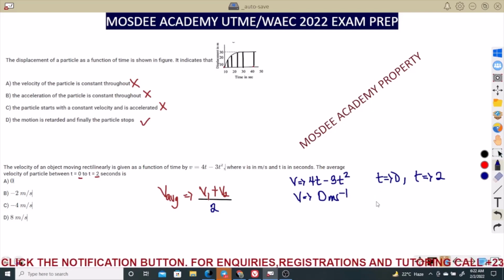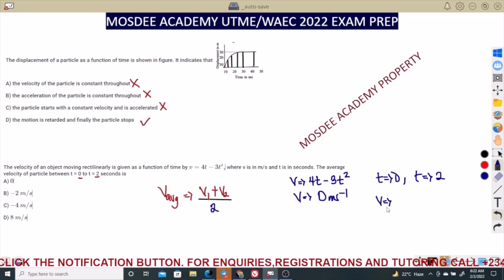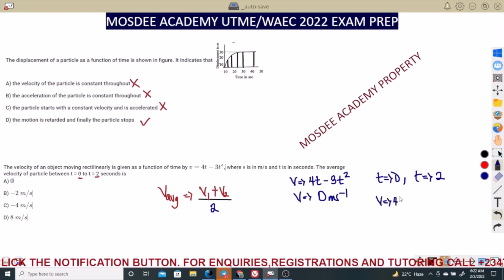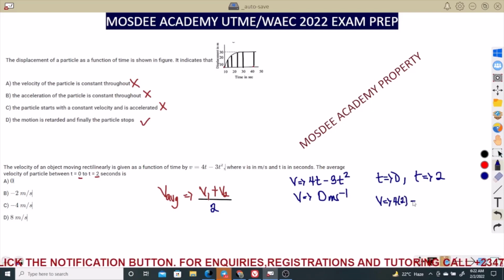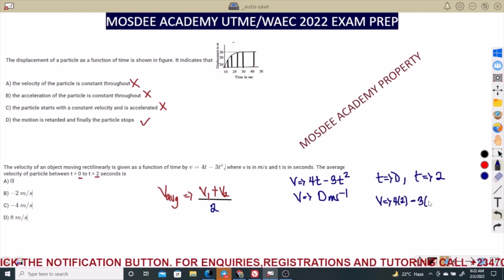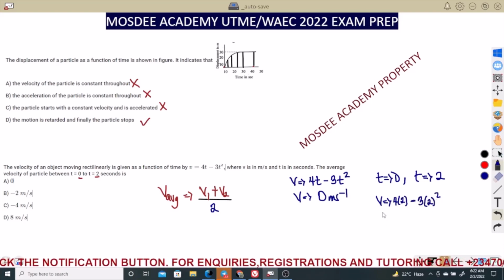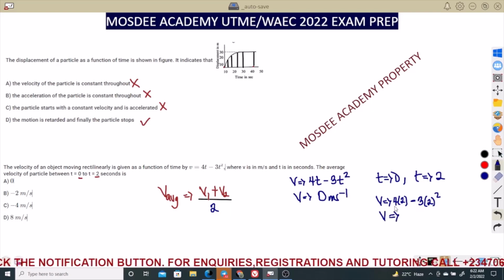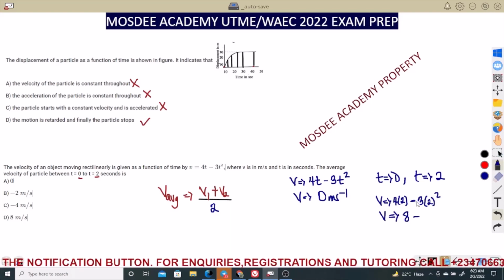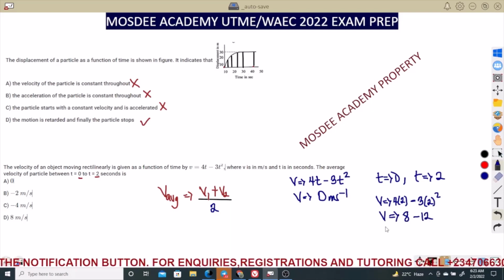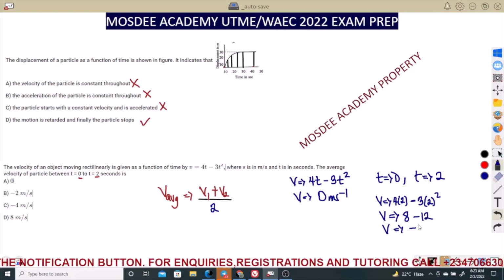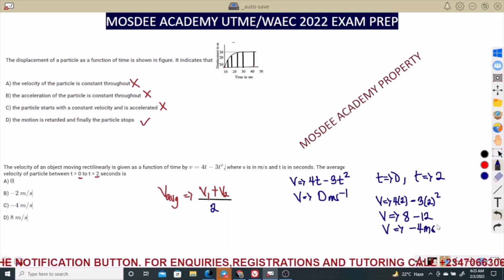We are going to have velocity equal to 4 times 2 minus 3 open brackets 2 squared. On simplification, 4 times 2 is 8, minus, you are going to do the exponent first, 2 squared is 4. 4 times 3 is 12. 8 minus 12 is negative 4 meters per second.